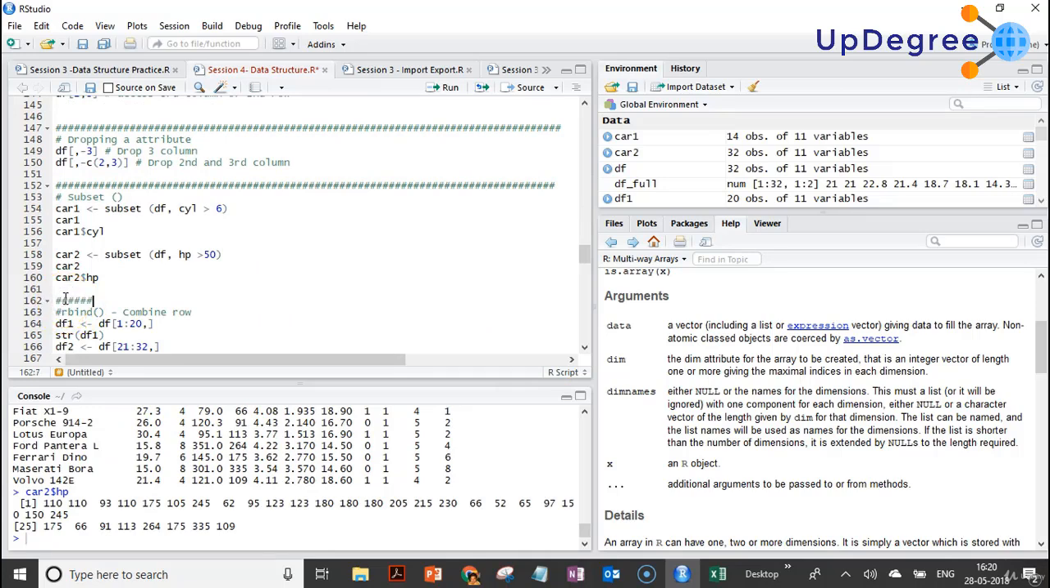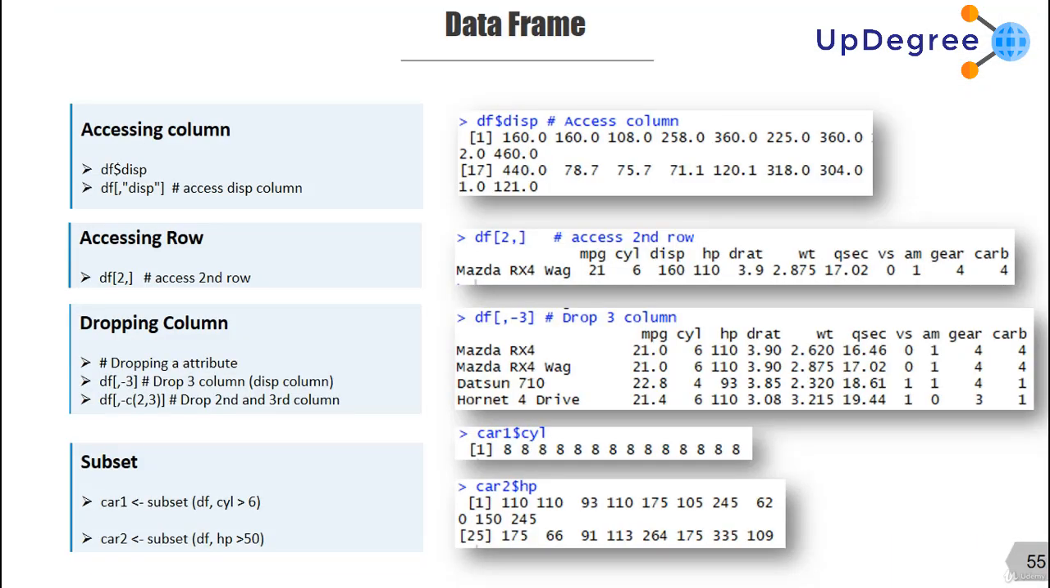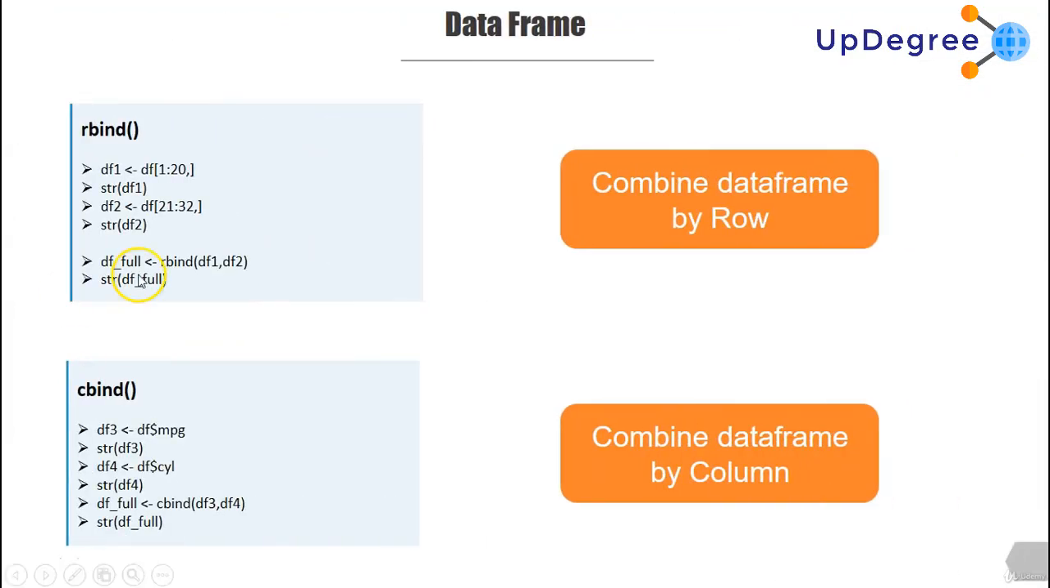Now we will be learning about rbind and cbind. Let me quickly go through here. As I said, what if you have two data frames? So you have data frame 1, data frame 2. Now you want to combine them by row. So in the first data frame, suppose you have 20 car brands, and in the second data frame you have 12 car brands. Now you want to combine these two. So you can do that using the rbind function.